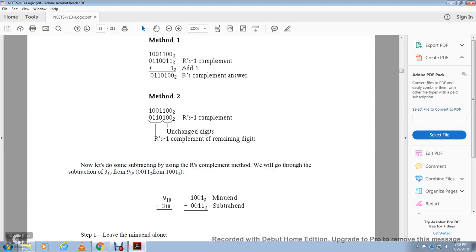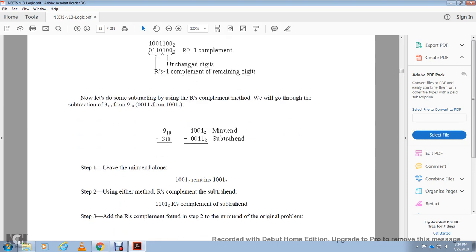And that's method 2. Now let's do subtraction with the radix complement, subtracting 3 base 10 from 9 base 10. That would be 1 0 0 1 base 2 minus 0 0 1 1 base 2. So 9 base 10 minus 3 base 10 is 1 0 0 1 minus 0 0 1 1. Subtract, and leave the minuend alone: 1 0 0 1 base 2 remains 1 0 0 1 base 2. Then take the radix complement of the subtrahend, which is 1 1 0 1.